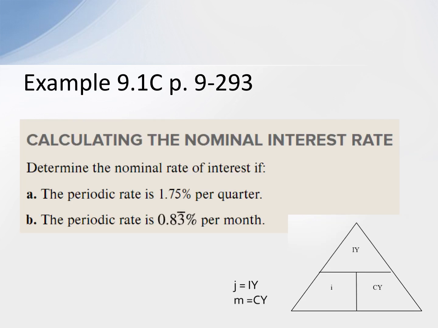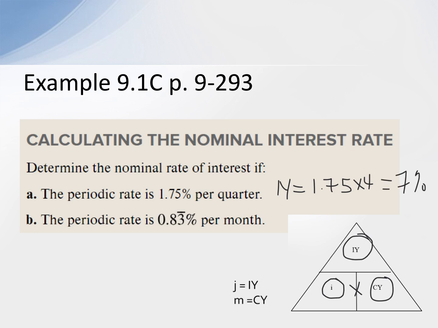And lastly, let's look at how we find that last variable, IY, or nominal interest rate. If we use the triangle for reference, we would be multiplying the periodic interest rate by the compounding frequency. So in A, we have the periodic rate is 1.75% per quarter. So our IY would be 1.75 times 4, giving us a nominal interest rate of 7%.